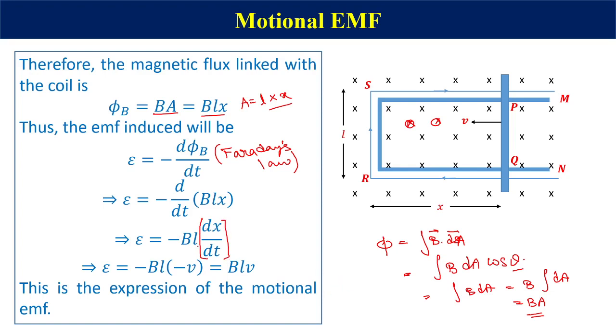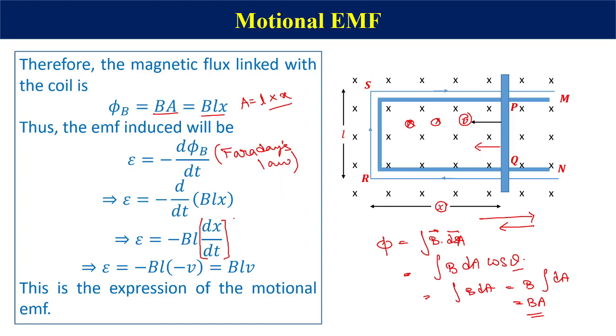Now dx/dt means what? dx/dt means the rate of change of this distance x with time. Now with time, of course, since this rod is moving leftward, the distance x will reduce. So that means the velocity and the distance have got an opposite relationship. That means x increases in this direction, whereas the velocity is pointing to this direction. So the directions of the distance x and the velocity happen to be opposite of each other.